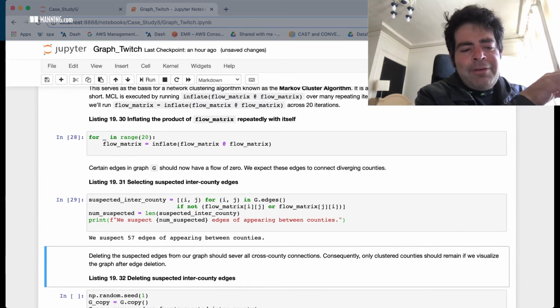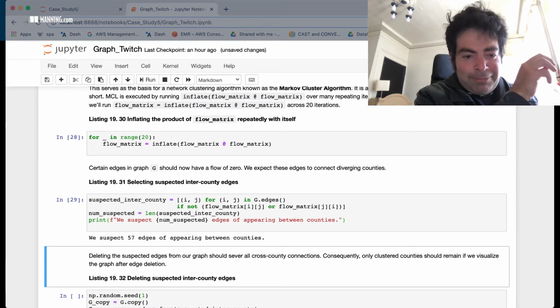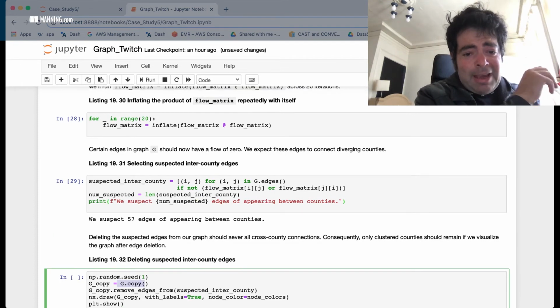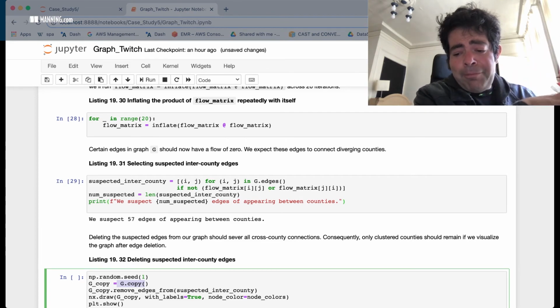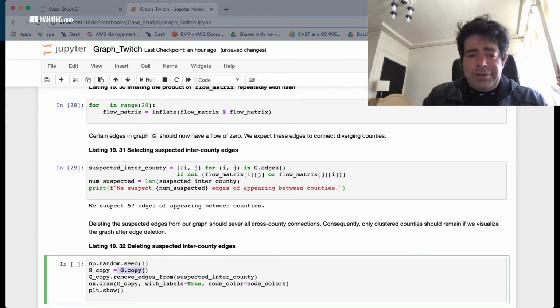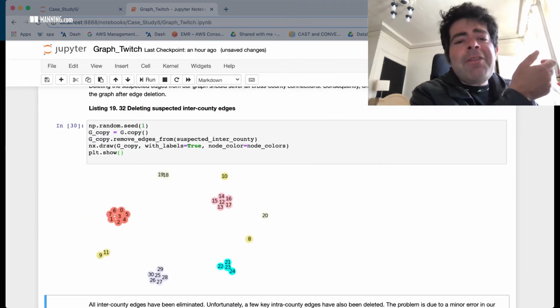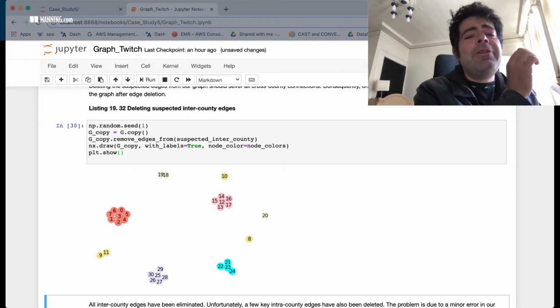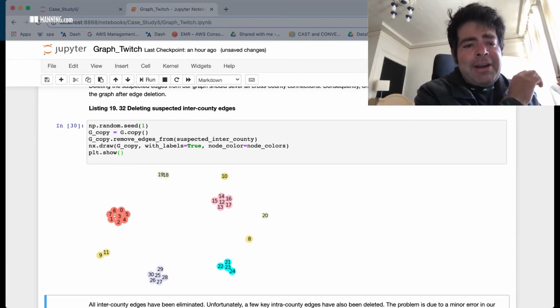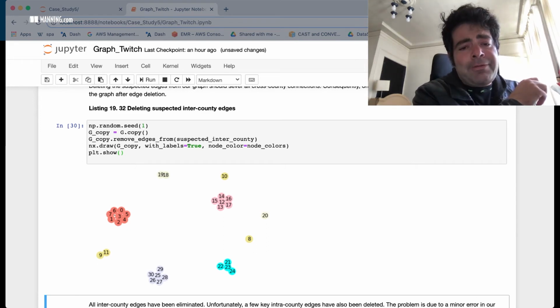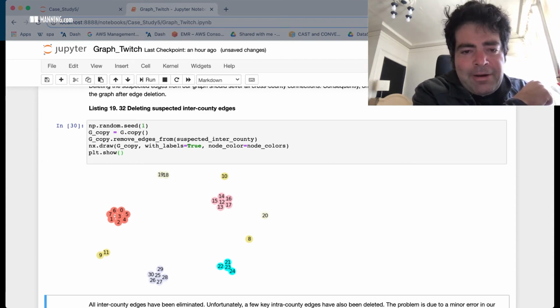So now what we're going to do is delete these edges from a copy of the graph. And what we expect to see is our 6 counties completely isolated from each other after the edge deletion. So let's see what happens. Well, we got a result, and our results are pretty good, but they're not perfect. So right here, this county 0 is perfectly isolated and perfectly preserved. So is this bluish county right here. So is the violet county here.